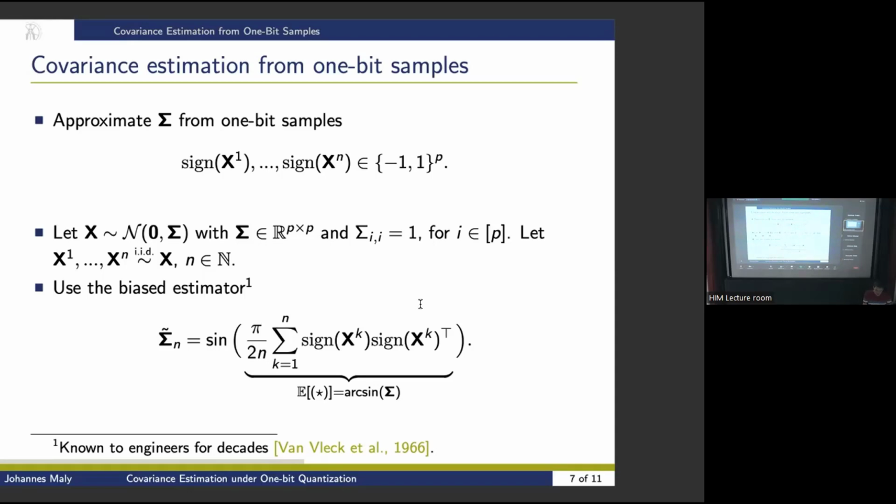Okay. So our goal in this setting was not to invent something completely new, but really to mathematically understand in a non-asymptotic way what happens here.